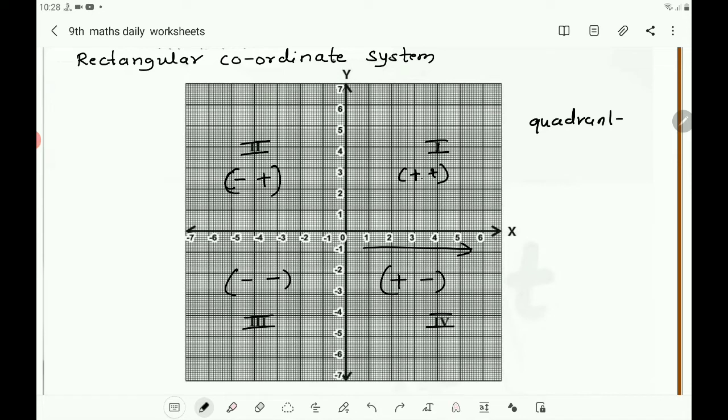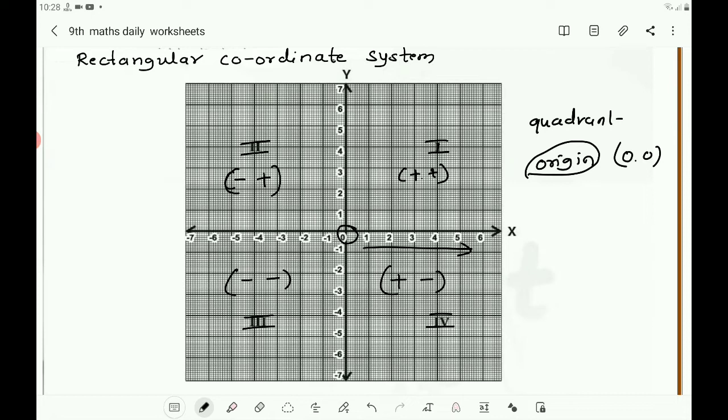And both the axes, x-axis and y-axis, meet at a point. That point is called origin. The x-axis and y-axis, the horizontal line and vertical line, intersect at a point. That point is called origin. And then what are the coordinates of the origin? Coordinates of the origin are 0, 0.